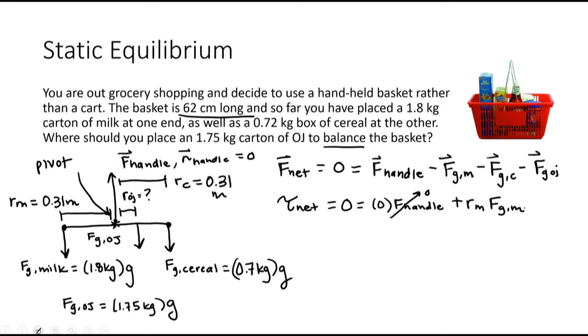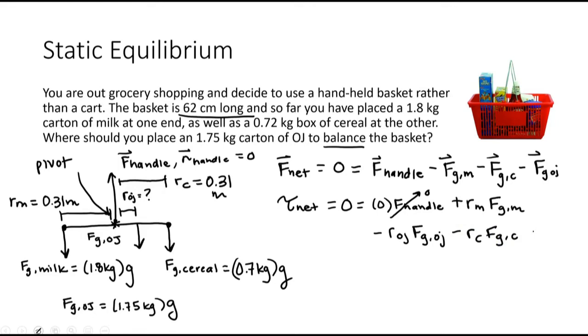And so I would say that that's a negative torque. So I would get minus the torque due to the orange juice, which is going to be R_OJ F_G,OJ times sine of 90 degrees, which is just 1. And then finally, we have the torque due to the cereal. Once again, it's on the right-hand side of the handle, right-hand side of the pivot point, and so that's going to, again, cause a negative torque. So we get negative R_cereal F_G,cereal, and once again, it's times sine of 90 degrees, which is just 1. Okay. So this is great.